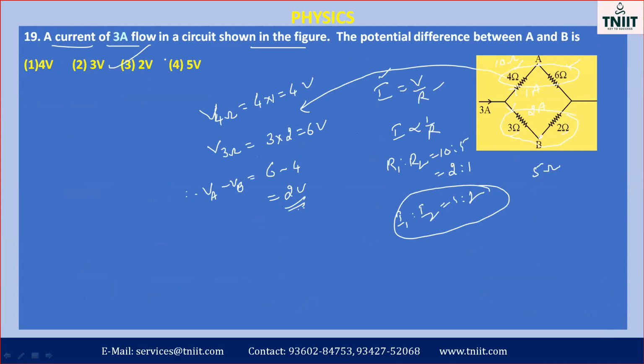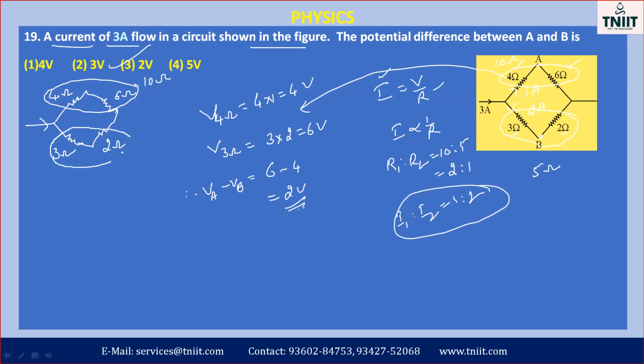Look at this. There is a flow of current 3 ampere in this circuit. In the upper part, 4 ohm and 6 ohm are there. In the lower part, 3 ohm and 2 ohm are there. What is the total resistance in the upper part? 10 ohm. What is the resistance in the lower part? 5 ohm. Now, when you pass the current 3 ampere here, you know the resistance ratio is 10 is to 5.